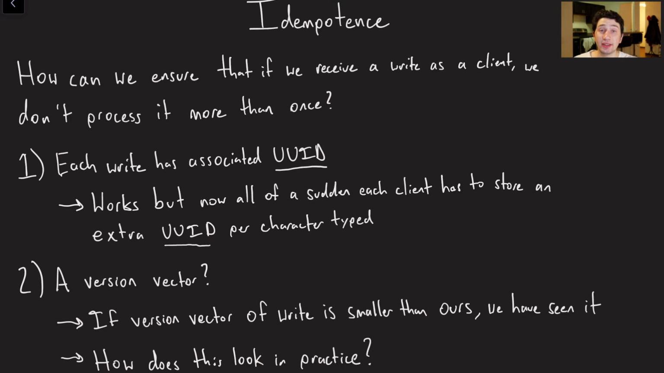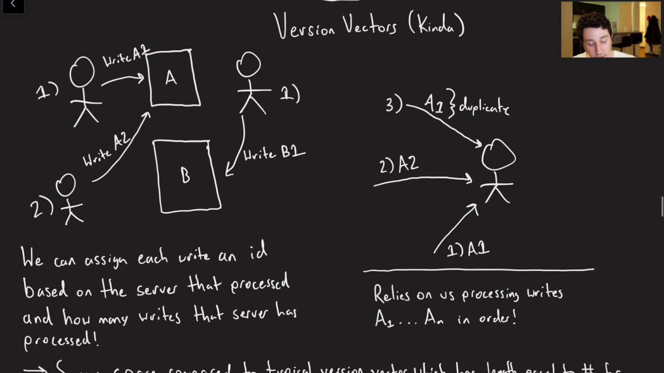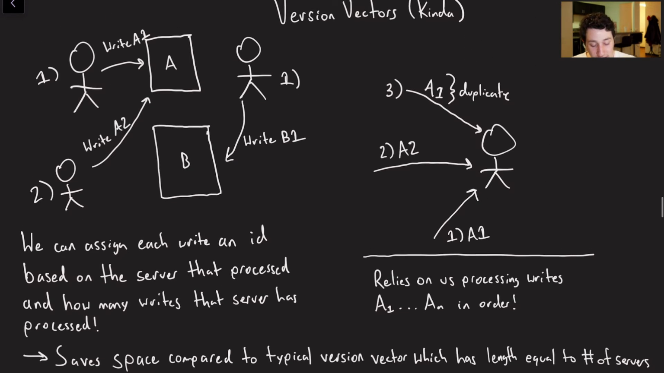Another possibility would actually be to use something like version vectors. Version vectors I've discussed pretty extensively on this channel, more so in the concepts videos, because they aren't too relevant for most problems. But the idea of a version vector is that, if I see a write with a smaller version vector than the version vector that I'm currently holding on my client, I know that I've already processed that write. If the write has a bigger version vector than the one that I have stored for my local document, then I have not processed it. So we can talk about this in a second. How does it actually look in practice? Let's go ahead and make things concrete.